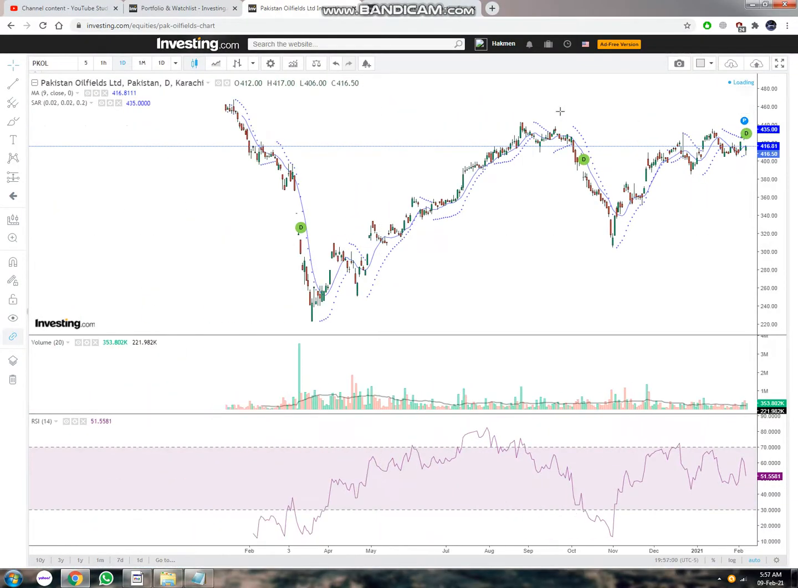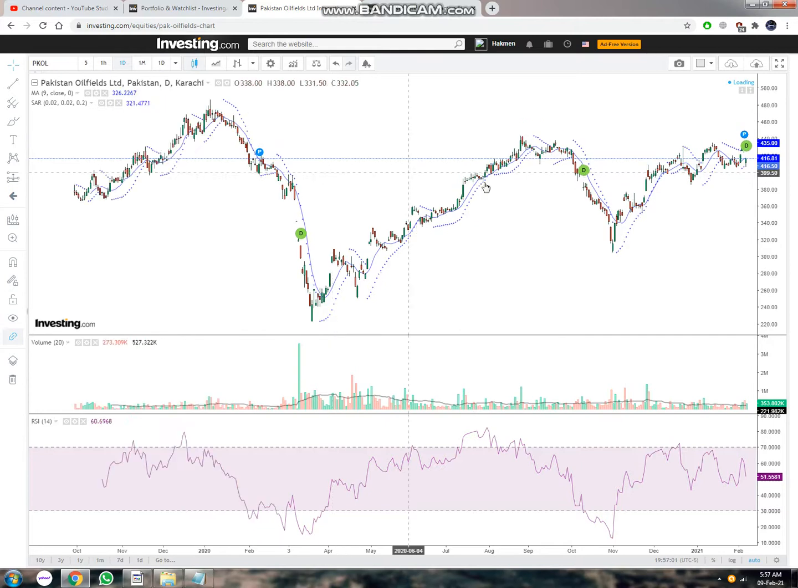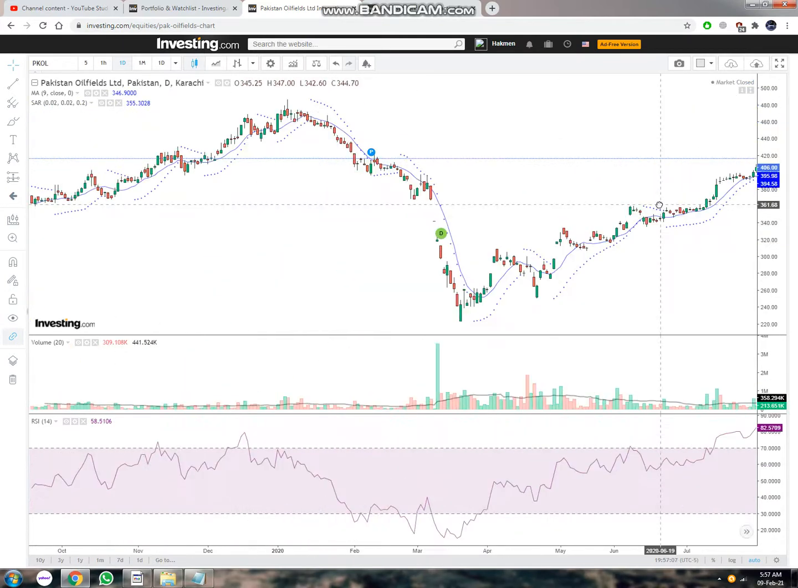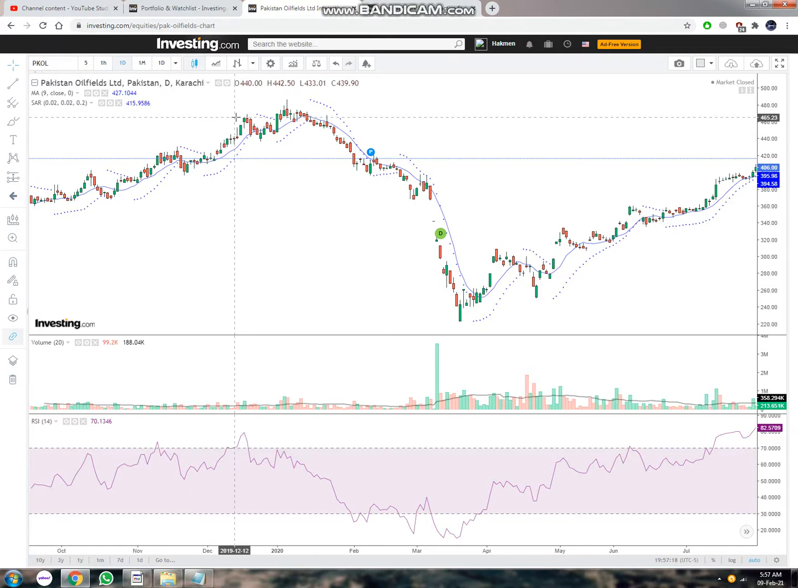This was a major uptrend, as you can see. Now take a look at these areas. This area was at the overbought areas. As you can see, the prices went down. It formed a higher high, but after that another higher high appeared. But this time the strength was not as much as the previous one.